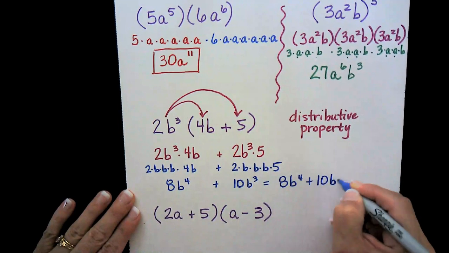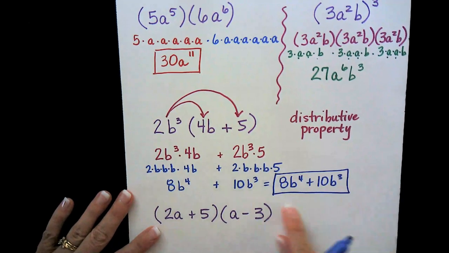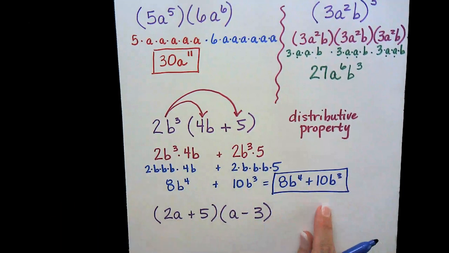10b to the third. Now remember, you may be thinking, well, why can't we combine that and get 18b to the seventh? Remember, they're not like terms. In order to have like terms, you've got to have the same variable, the same exponent, and you can't add them unless they're like terms.